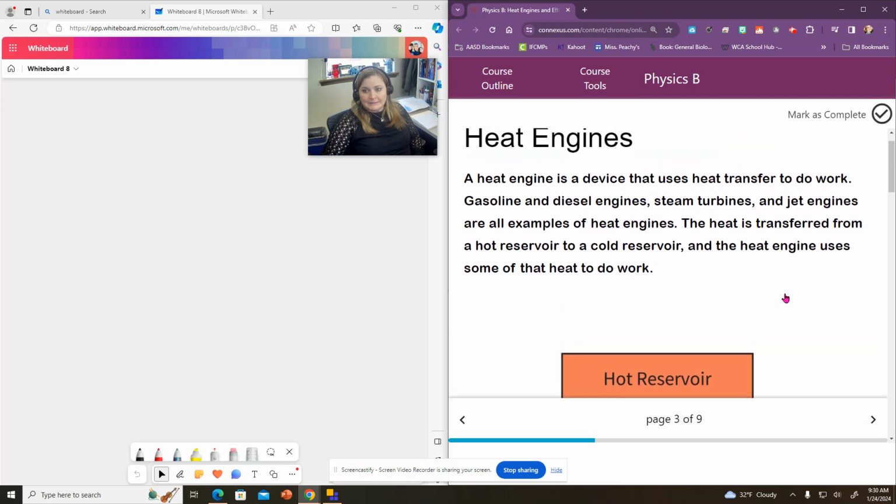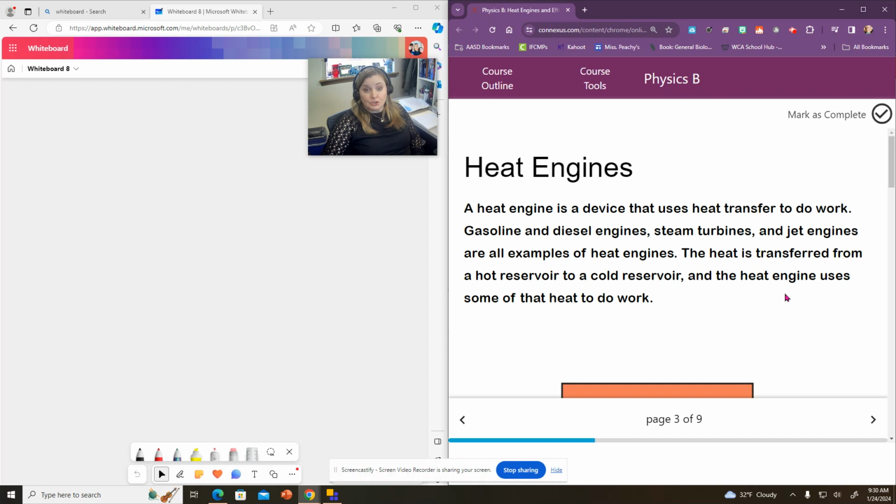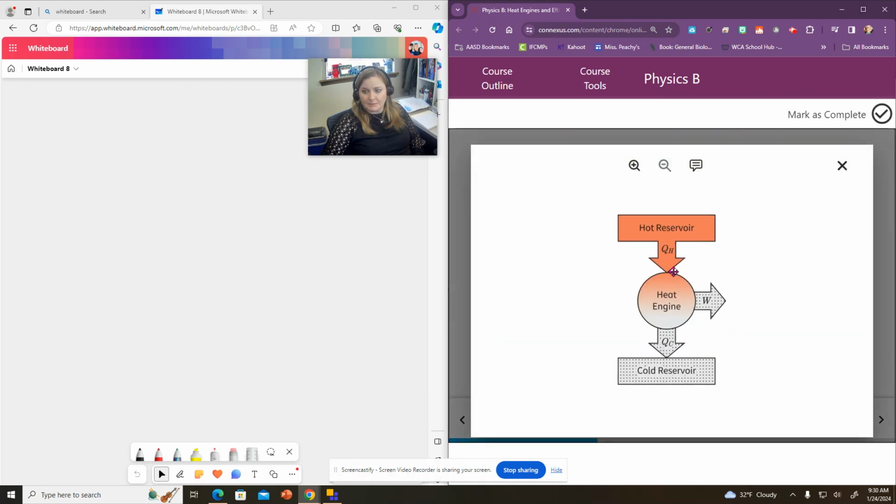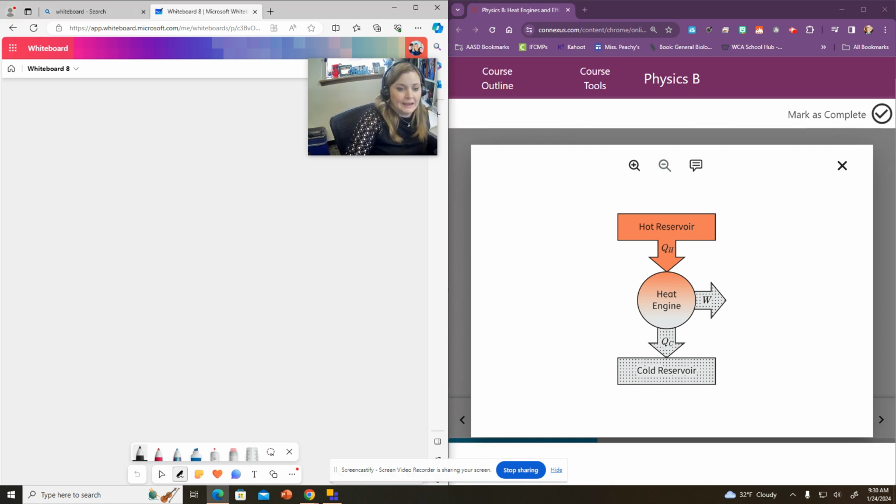A heat engine is something that uses heat to do work. So in this example, let me see if I can pop this out so we can see it a little bit better. We have a hot reservoir, in other words, something that's heated, right? And we're going to use that to do some work. So an example of that might be, let's say I have a fire. This is my campfire wood, just FYI. And here's my fire.